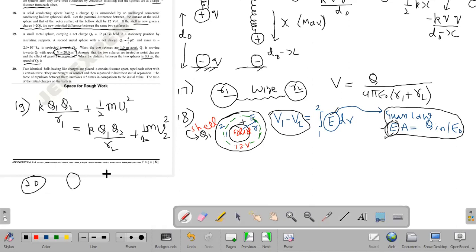Okay, identical means geometrically. Geometrically, they are identical. Identical does not mean they have same charges. Identical means geometrically their shape and size are equal. So if one sphere has a radius of r, another one is also of the same radius, and suppose their charges are q1, q2. So the repulsive force between these two spheres will be according to Coulomb's law, k q1 q2 upon small r square, where small r is the distance between center to center.